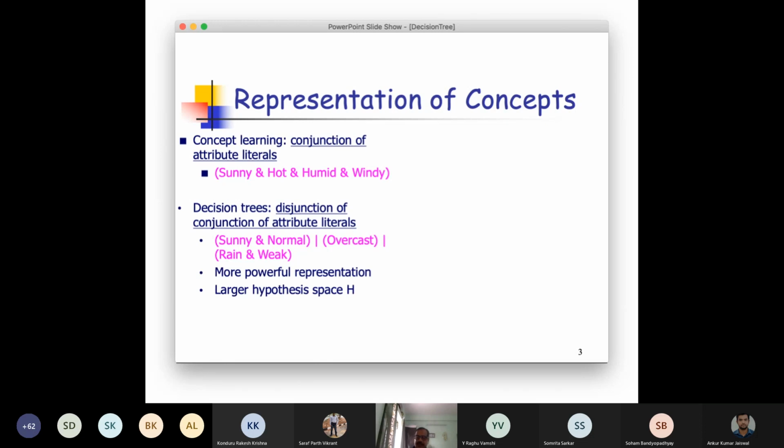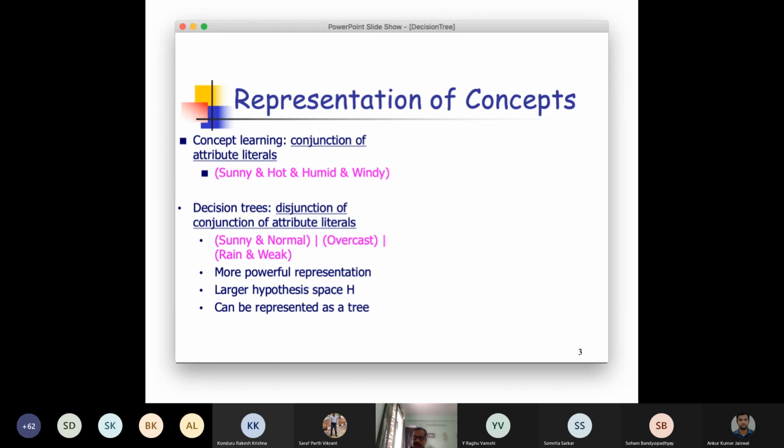Naturally, this is a very powerful representation because it can express any concept, any Boolean expression. So the hypothesis space is larger, and we call it complete because it represents all possible forms of target functions with that representation. Now this can be represented as a tree.